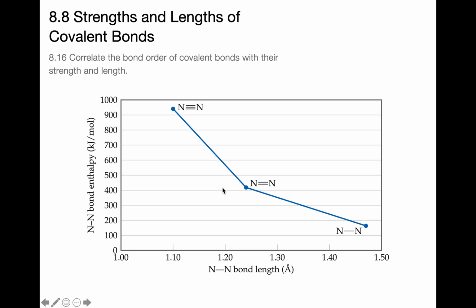Sure looks to be. When I have the bond getting longer, I have the bond enthalpy decreasing. This is a weaker bond. It is a longer bond. It looks like my N triple bond there is a shorter bond, and it's a stronger bond with a higher bond enthalpy.